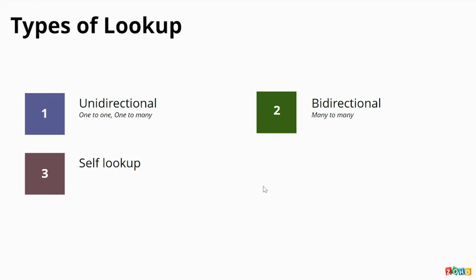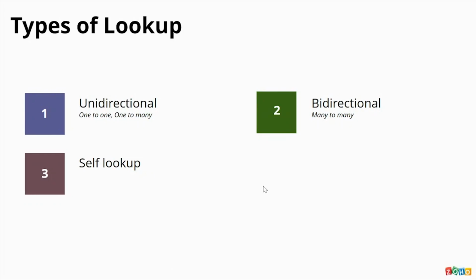Coming to the first one, the unidirectional type. With the unidirectional lookup type, the flow of data will be in one direction, and the ownership or control will be in the form where we add the lookup field. Under unidirectional, we can achieve one-to-one and one-to-many relationships. Coming to the bidirectional relationship, here the flow of data will be in both directions. It means that we will have mutual interaction between both forms, that is, we'll have control over both the forms. And the third concept is self-lookup, where we'll have a lookup field which references the same form.